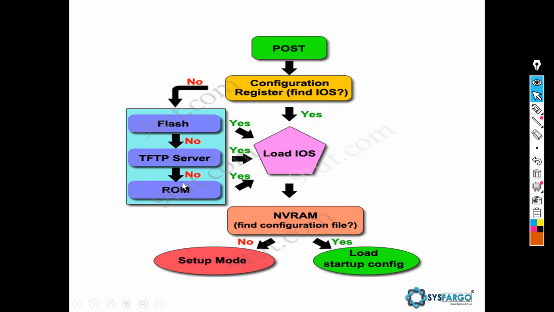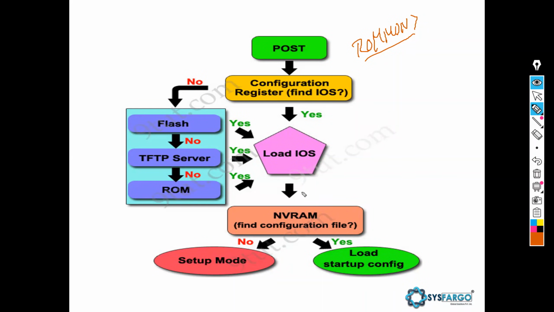But with the IOS we have in ROM, it's not possible to configure anything. It goes to ROMMON mode. Whenever you turn on the router, it displays like this: ROMMON. If you see the ROMMON greater-than prompt, then you can understand there is no IOS on the router. Now it's loading from the ROM.